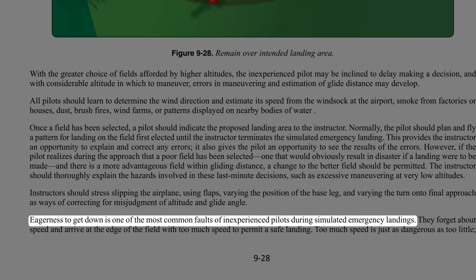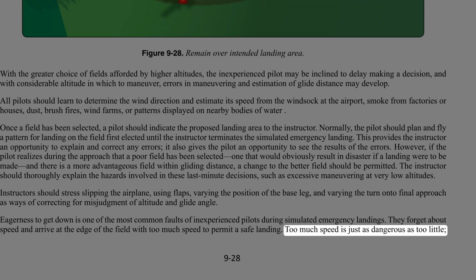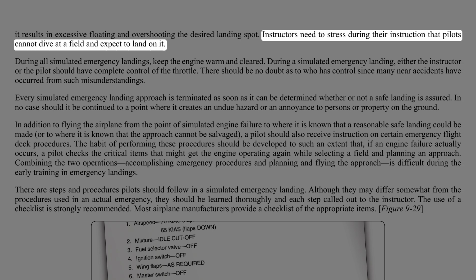Eagerness to get down is one of the most common faults of inexperienced pilots during simulated emergency landings. They forget about speed and arrive at the edge of the field with too much speed to permit a safe landing. Too much speed is just as dangerous as too little. It results in excessive floating and overshooting the desired landing spot. Instructors need to stress during their instruction that pilots cannot dive at a field and expect to land on it.